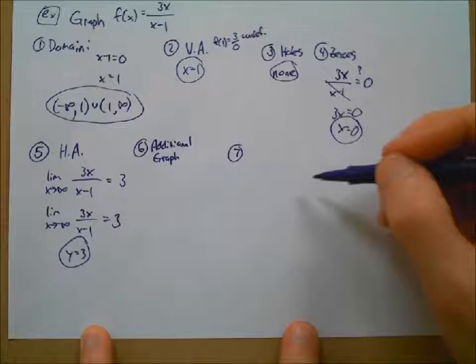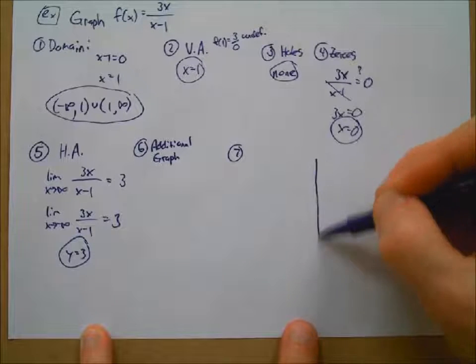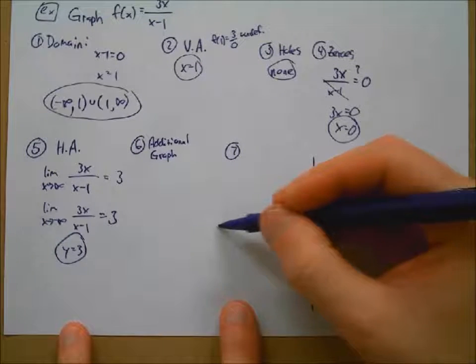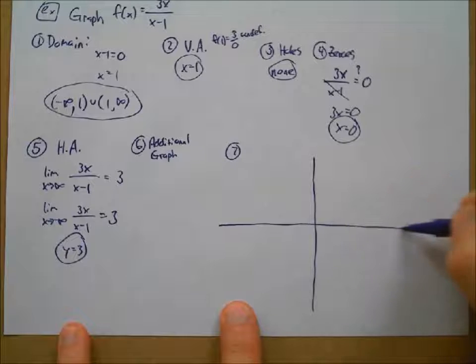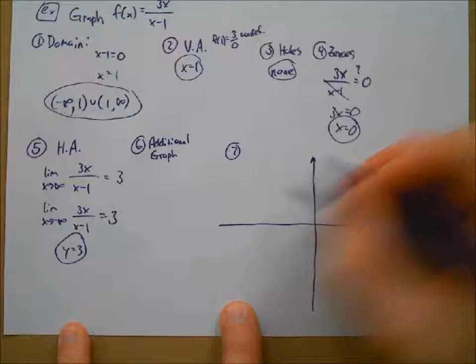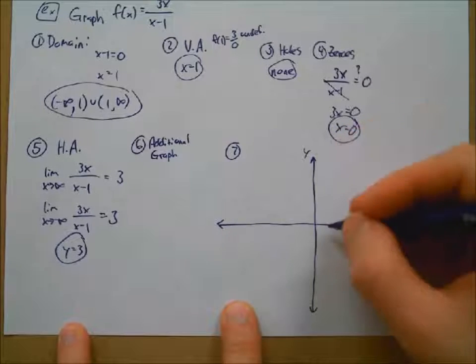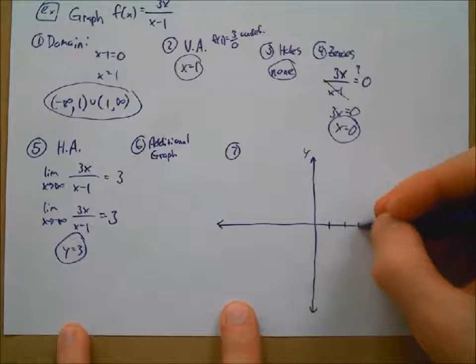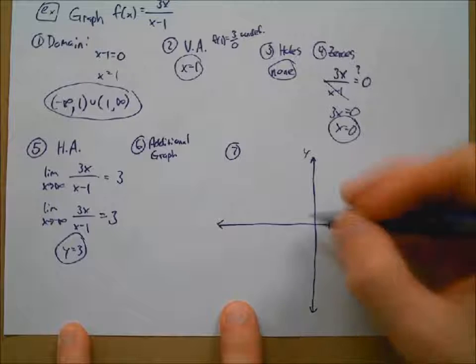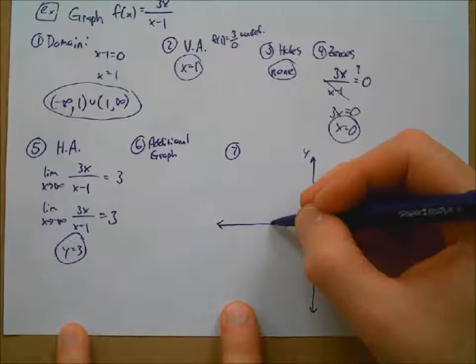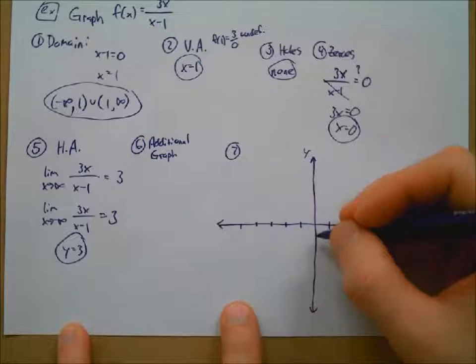So, something like that. I won't go too crazy here. 1, 2, 3, 4, 5. 1, 2, 3, 4, 5. I'll just go like 5 in each direction.